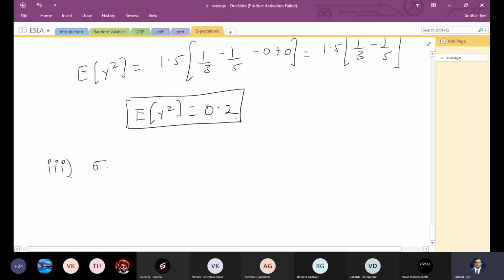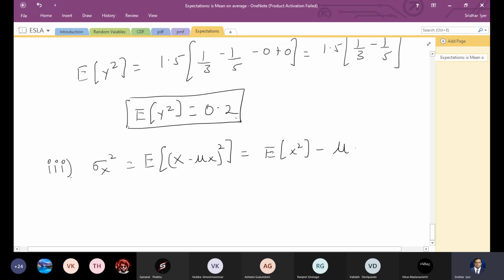So we need to find sigma x square, and we know that there are two equations for sigma x square, but we have already found the second moment and we have already found the mean also, right? So let me write the equation of the variance. Sigma x square is E of x minus mu x the whole square, and we have proved that this is nothing but E of x square minus mu x the whole square.